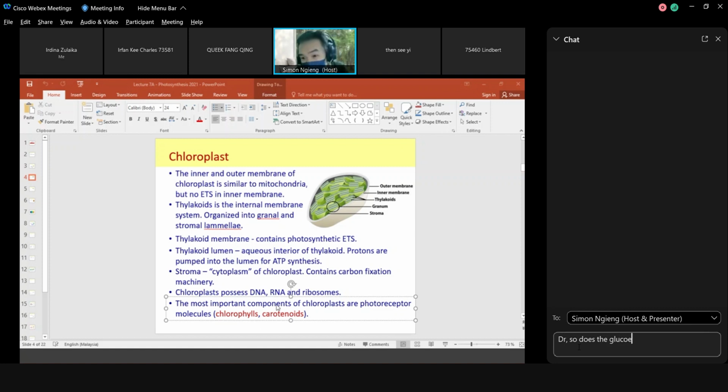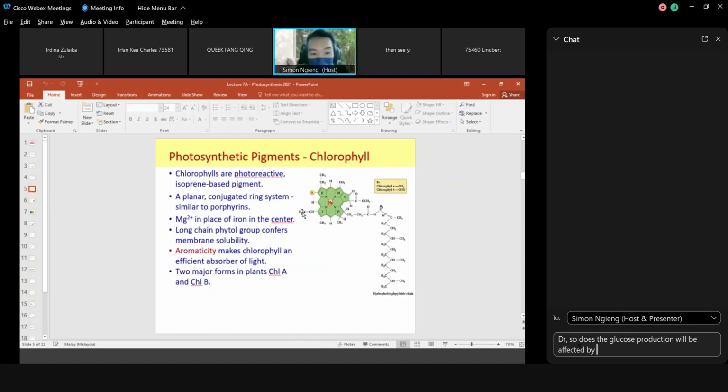So you have chlorophyll and carotenoids. These are just the major components. You still have many different kinds of pigment inside plants. So this is a closer look at your chlorophyll. This is your chlorophyll, which has the major component that plays an important role.